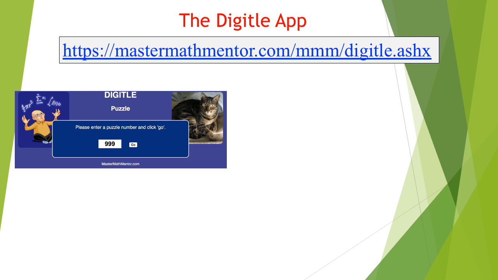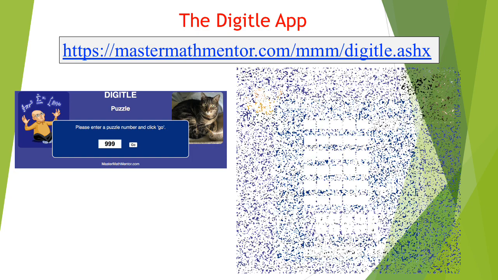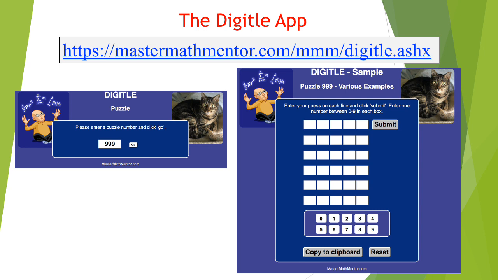Since we just solved the math problems on the sample puzzle 999, we type in 999 and press Go. We get our digital input page with Finucci the cat overseeing your work. There are 6 rows for puzzle guesses as well as a used digit board, just like in the real Wordle game.